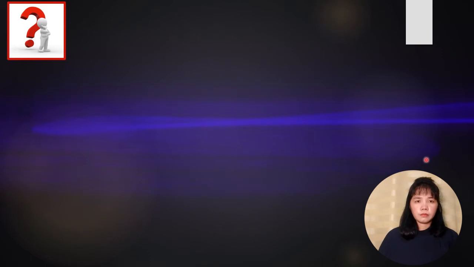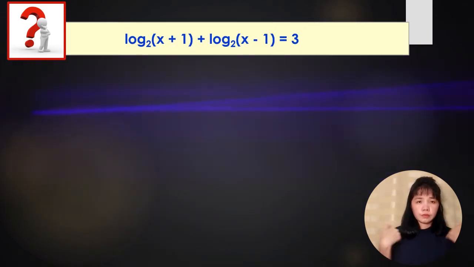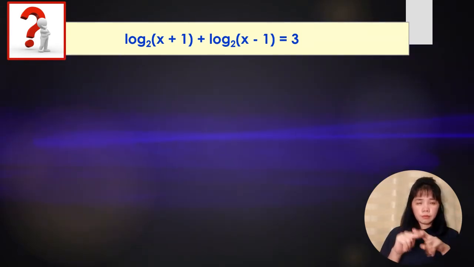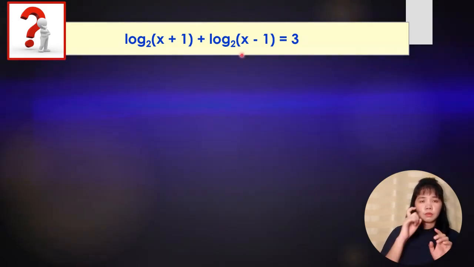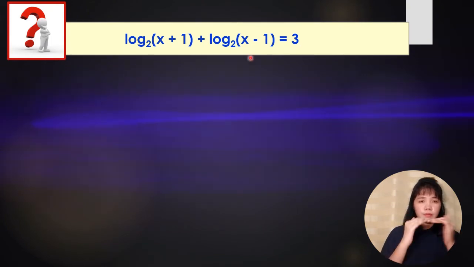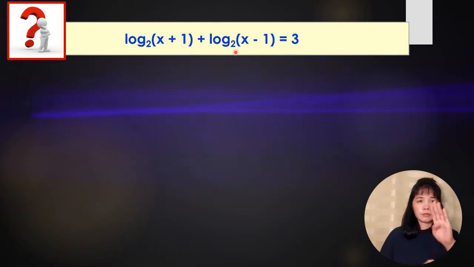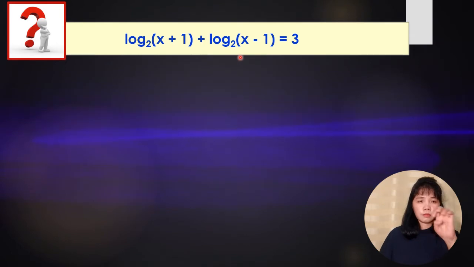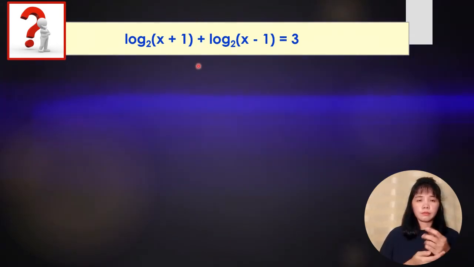Okay, for our next example and our final example, let's have the logarithm of quantity x plus 1 to the base 2 plus the logarithm of quantity x minus 1 to the base 2 equals 3. So as you can see, you have your plus sign and we have the same bases. So we may use the laws of logarithms, which is the product property. In the product property, all we need to do is get rid of the plus sign and multiply the two factors.